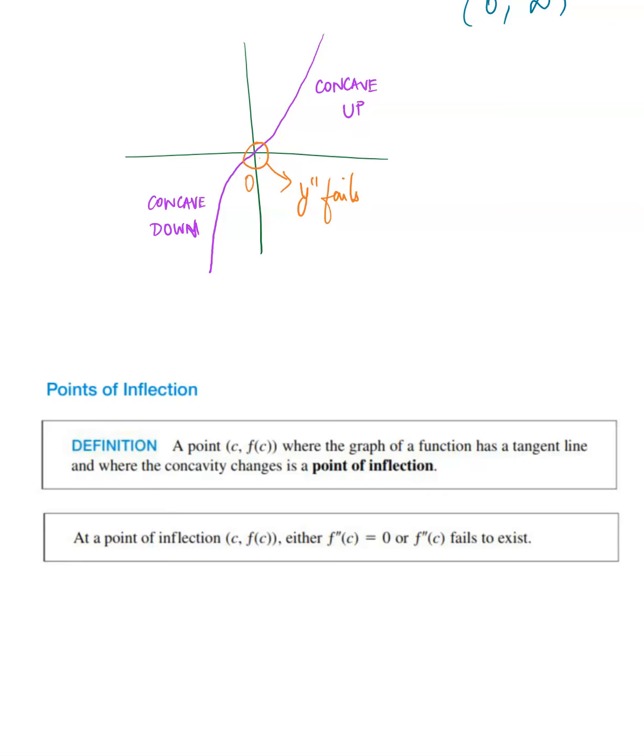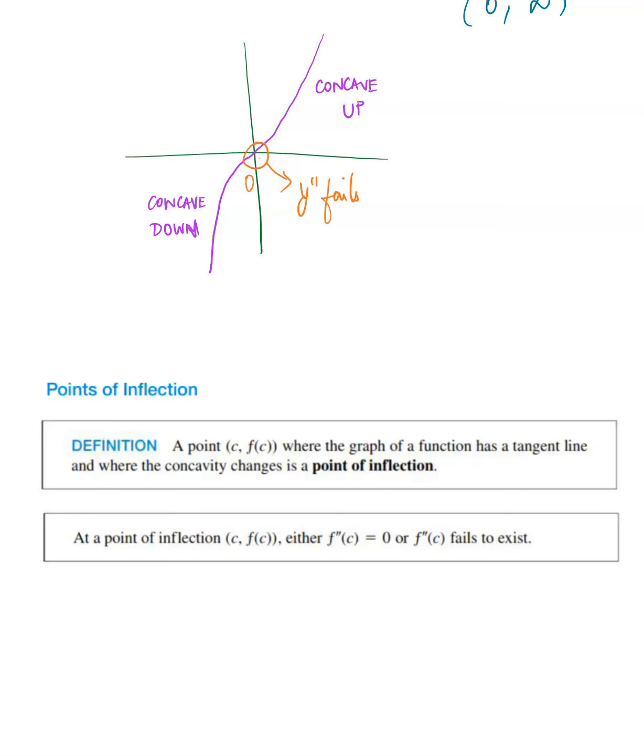The definition reads: a point (c, f of c), where the graph of a function has a tangent line and where the concavity changes, is a point of inflection. So where the concavity changes, from concave down to concave up or concave up to concave down, that point is a point of inflection. When you look at it from a graphical angle, you can see if there is a tangent at that point, and you can see if the concavity changes.